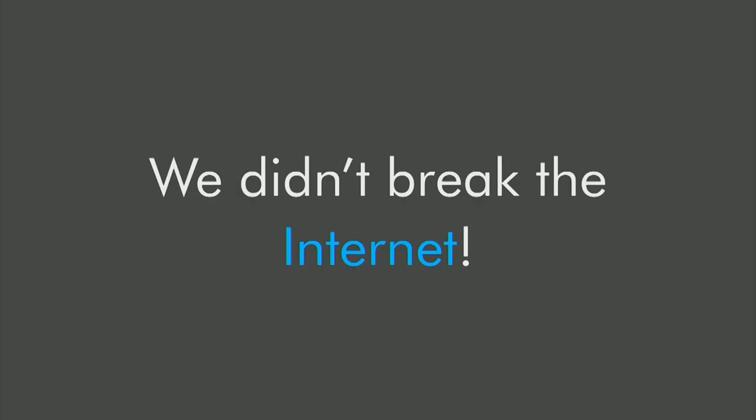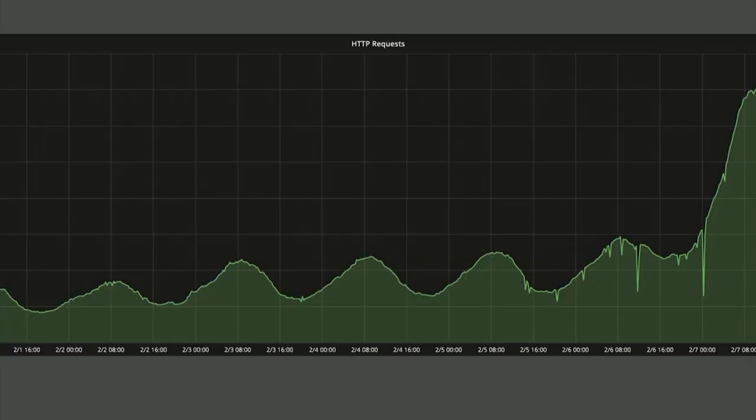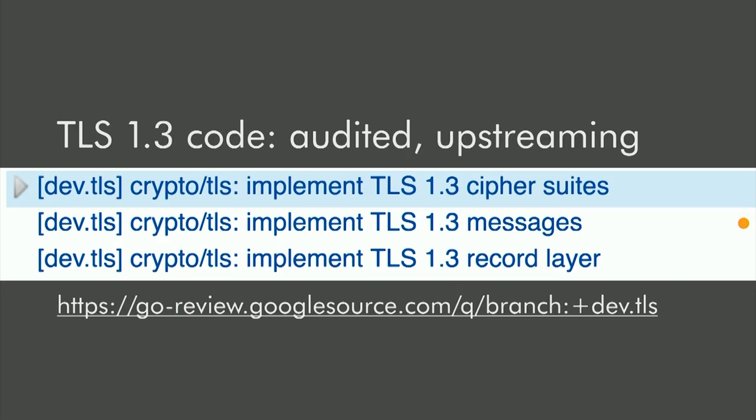So this is it. We didn't break the internet, as you hopefully noticed. The numbers went up and down based on the client support, that had to be disabled eventually for third-party issues. But the TLS 1.3 code base is now audited and is in the process of being upstreamed. I hope to get it in for 1.10. You can participate in the review. It's on the dev.tls branch.